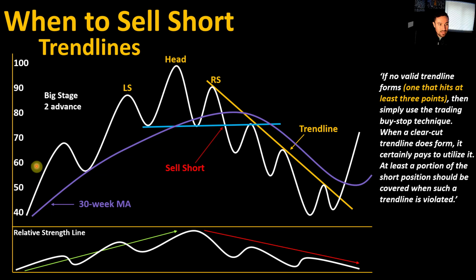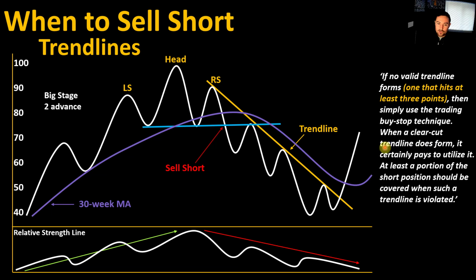So here we have the head and shoulders top pattern, so a big stage 2 advance going on here, above the 30-week moving average, we start rolling over. But what Stan's saying here is, as an exit rule, you could also be using a breakout above a downward sloping trend line. So if no valid trend line forms, the one that hits at least 3 points, remember trend line, 1 point here, pretty much 2 points, 3 points, we actually get nearly 4 points here. Okay, I would also quasi include this here, it's encapsulating the data really well, and we have at least 3 touches. Then simply use the trading buy stop technique that we looked at on the previous slides.